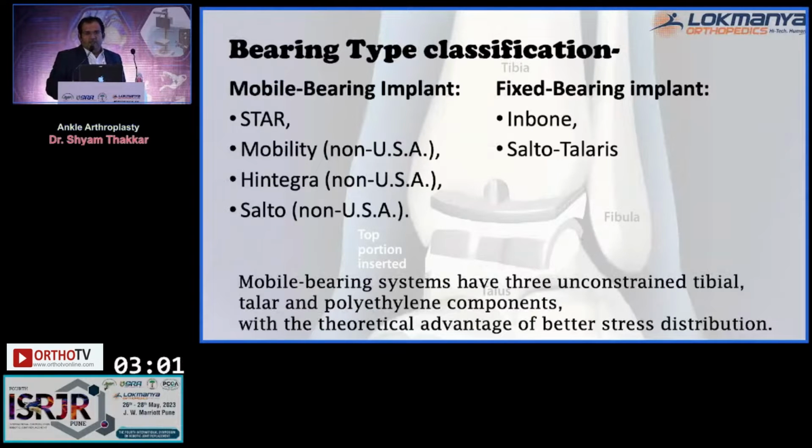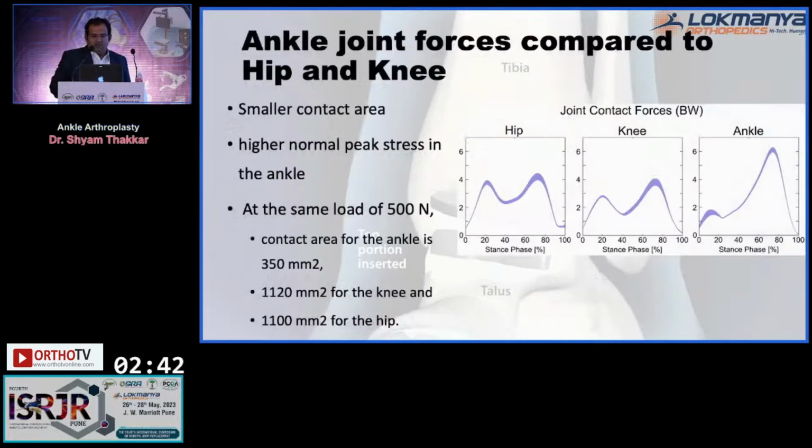So bearing type, as we have seen in the knee, is also there in the ankle, mobile as well as fixed bearing. Mobile bearing has 3 components, fixed bearing is 2 components, where the poly is fixed to the tibial tray. The mobile bearing has unconstrained tibial, talar, and polyethylene components, which theoretically provides better stress distribution. So what are the forces as we compare the hip and knee? The ankle has the smallest contact area, almost 1/3 of that of hip and knee.